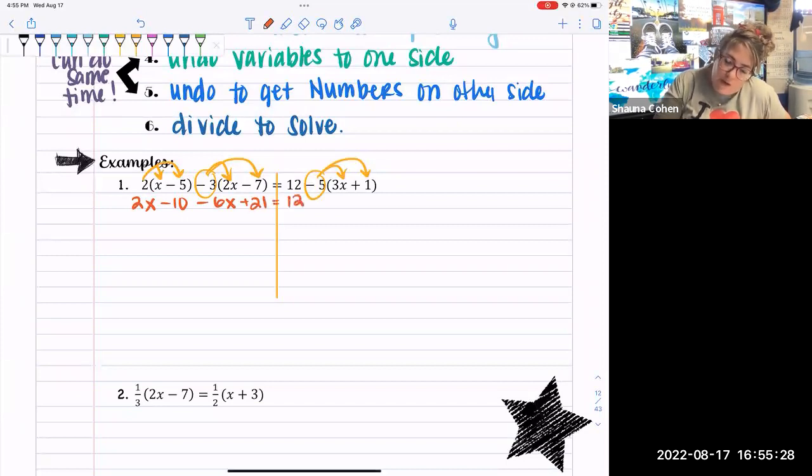12. -5 times 3. -5 times 1. Take the negative. Do not forget, because it has to get distributed as well. And that -3 times -7 has to become +21.